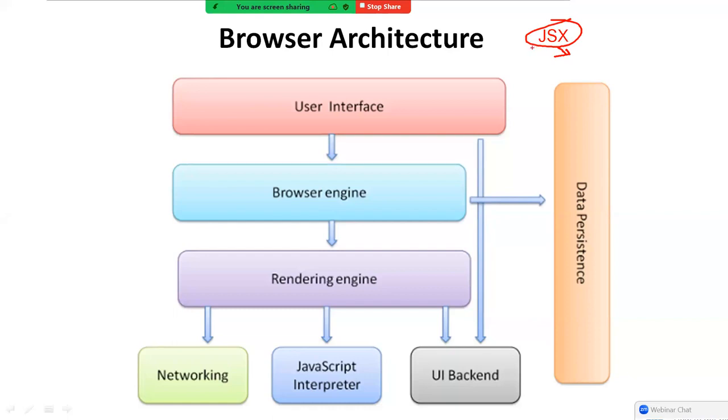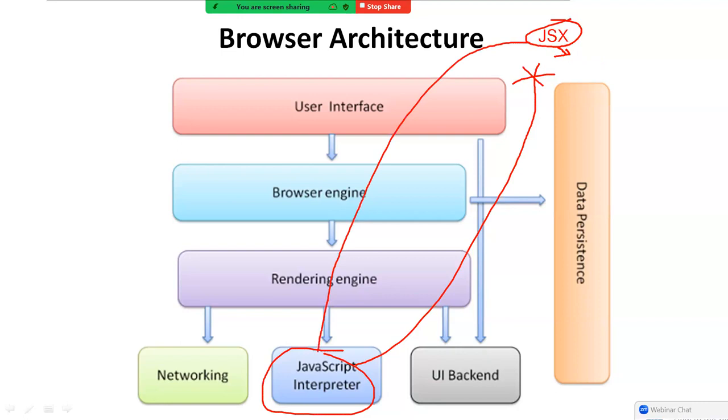Anyhow, the first point: the JavaScript interpreter doesn't understand this JSX. It can't understand because it can understand only JavaScript. This JSX is not understandable. Then you need another compiler which can translate this JSX into something understandable to the JavaScript interpreter. And that compiler is called Babel.